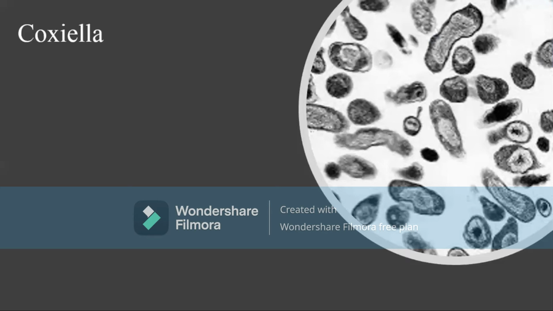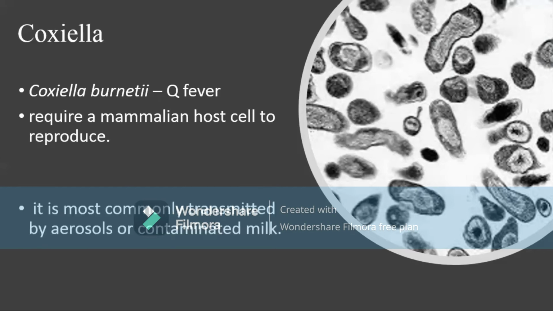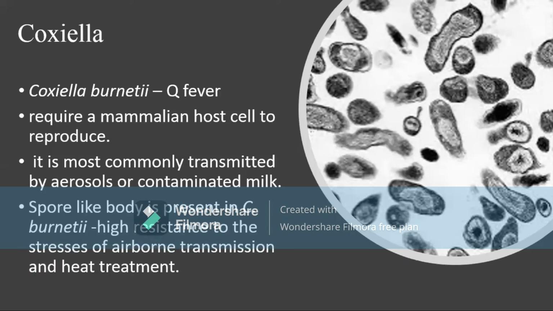Another important genus is Klebsiella. You must have heard about Klebsiella burnettii, which is responsible for causing Q fever, right? The spores are among the most resistant spores regarding their temperature stability, right? The thing is that Klebsiella requires a host to reproduce, and it is mostly transmitted by aerosols or contaminated milk. That's why milk is heated or pasteurized until the temperature at which the spores of Klebsiella burnettii are killed, right?